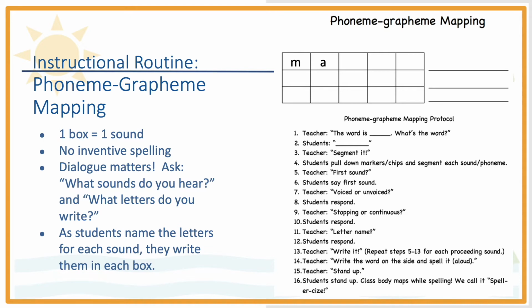Is it voiced or unvoiced? Unvoiced. Stopping or continuous? Stopping. Letter name? T. Write it. Now write the word on the side and spell it aloud. M-A-T, mat. At this time, we would body map the word by standing up, touching our head for the sound M, our shoulders for A, and our waist for T, and spell the word mat.